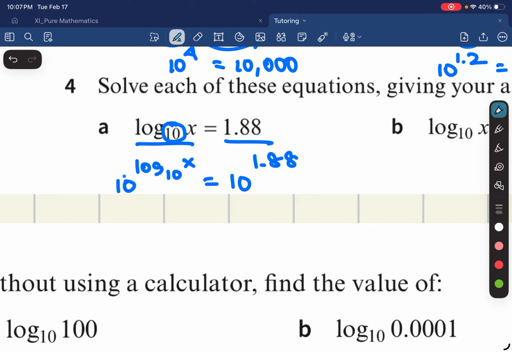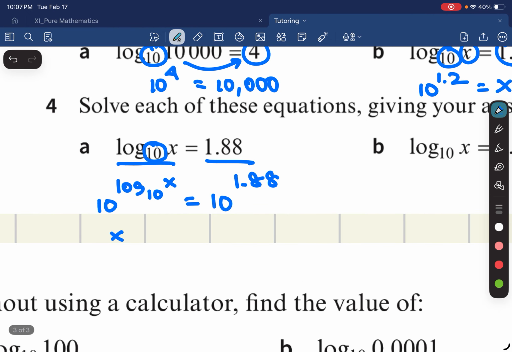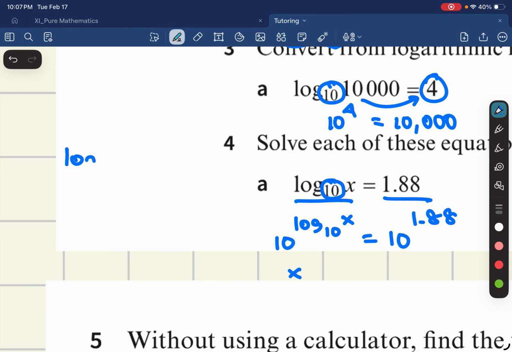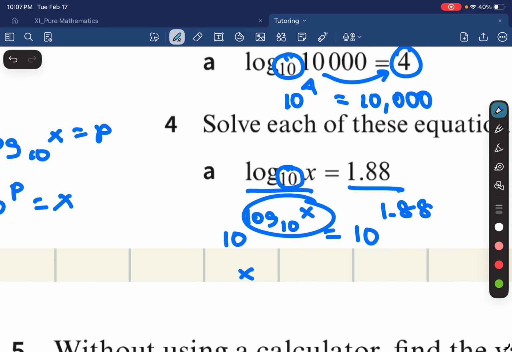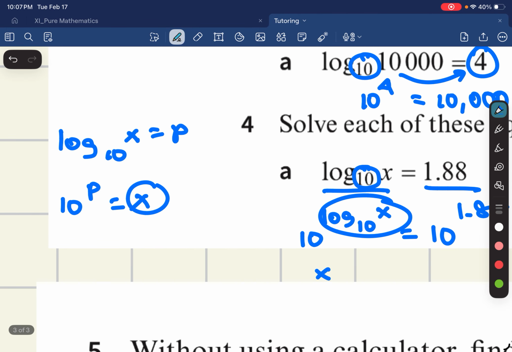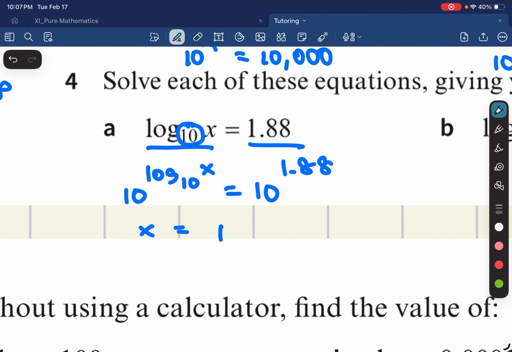And here, we have previously looked into this. This is just going to be x because I've shown you before that if I say log base 10 of x is equal to p, then I know that 10 to the power p is equal to x. And I just said that this is p. If I have 10 to the power p, then that is just x. So overall, everything simplifies to x is equal to 1.88. So if I take 10 and I raise it to 1.88, I get 75.85.